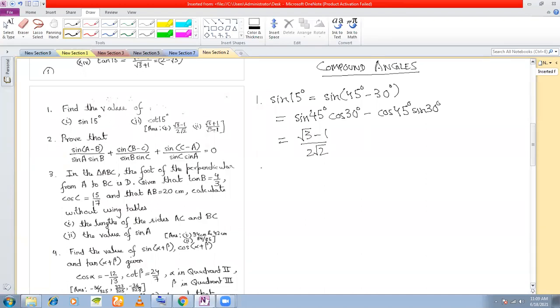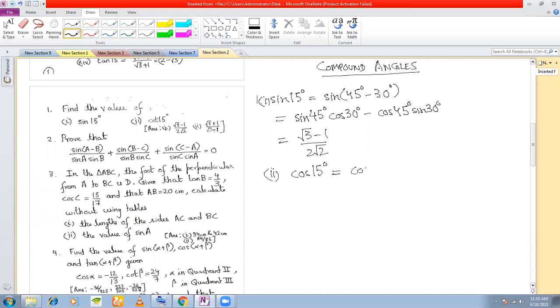You know sine 45 is 1 by root 2. You know cos 30 is root 3 by 2. You know cos 45 is 1 by root 2. And you know sine 30 is half. Put the values, take the LCM, you will get root 3 minus 1 by 2 root 2. Okay, so this was part 1. Part 2, you need to find the value of cot 15. For cot 15, you need cos 15. Because you know cot 15 is cos 15 by sine 15. Sine 15 we have already found out. We just want to find out cos 15.